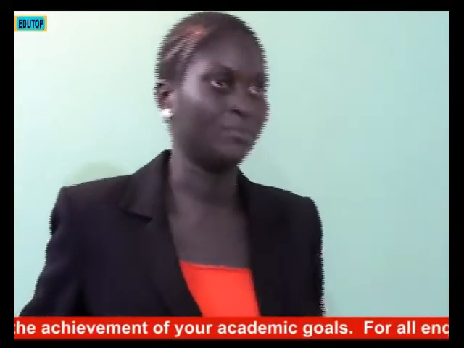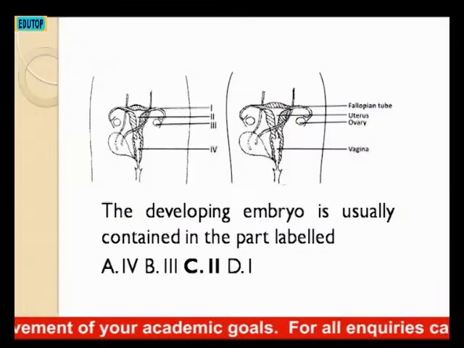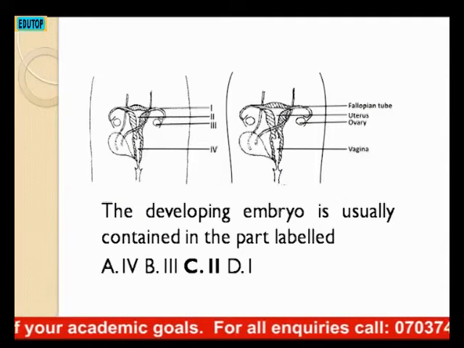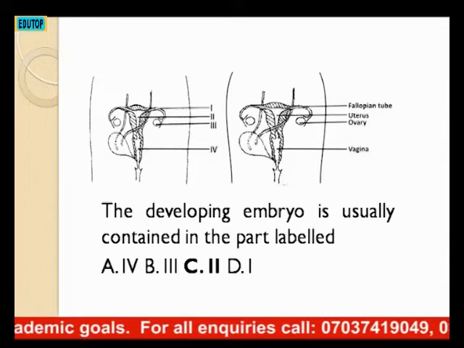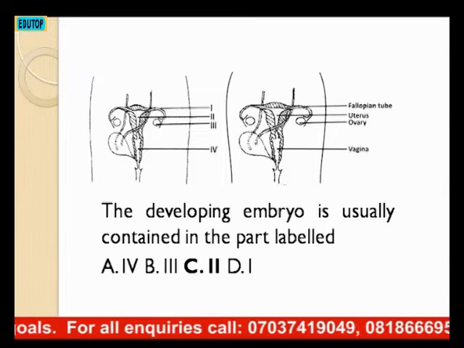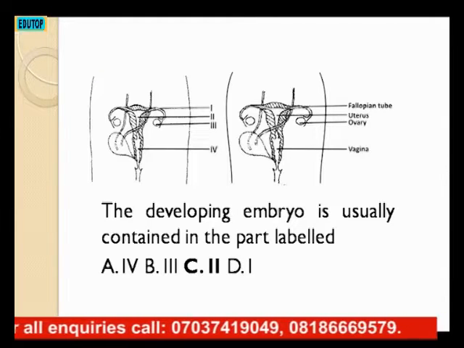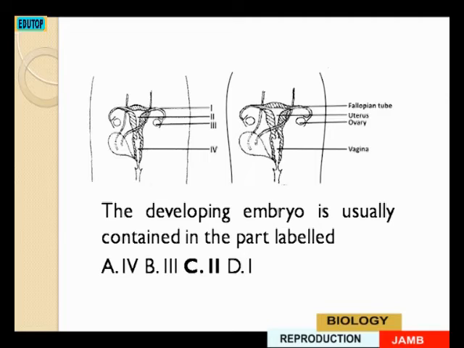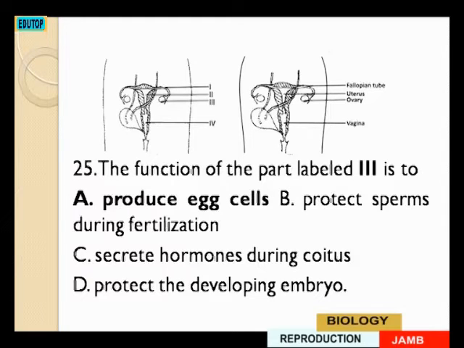baby is being born. Now, the question again: the developing embryo is usually contained in the part labeled what? I said 1 fallopian tube, 2 uterus, 3 ovary, 4 vagina. The developing embryo is contained in the uterus, that's the womb, that's where the developing embryo, that is the baby, stays.